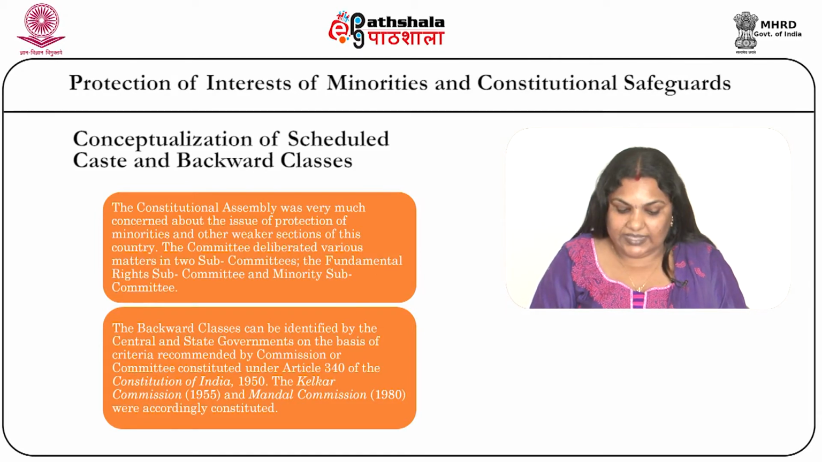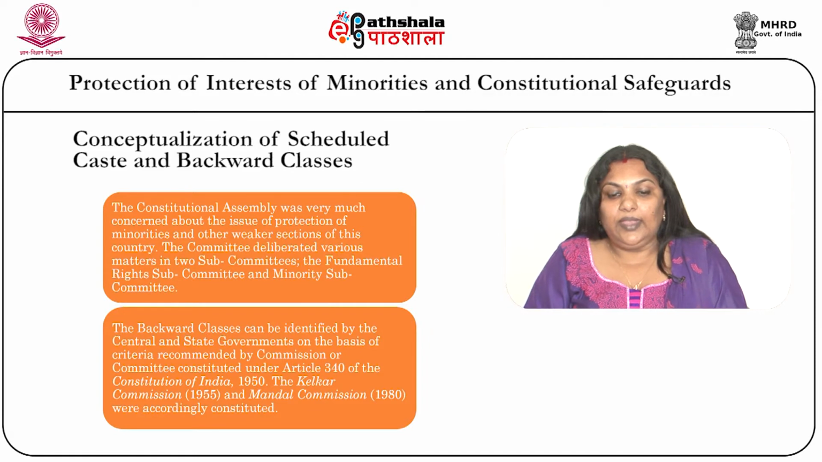Article 340 specifically says that there shall be appointment of a commission to investigate the conditions of backward classes. It says that the President may by order appoint a commission consisting of such persons as he thinks fit to investigate the conditions of socially and educationally backward classes within the territory of India and the difficulties under which they labor, and to make recommendations as to the steps that should be taken by the Union or any state to remove such difficulties and to improve their conditions, and as to the grants that should be made for the purpose by the Union or any state and the conditions subject to which such grants should be made, and the order appointing such commission shall define the procedure to be followed by the commission.